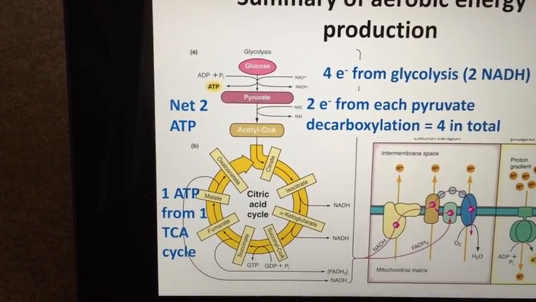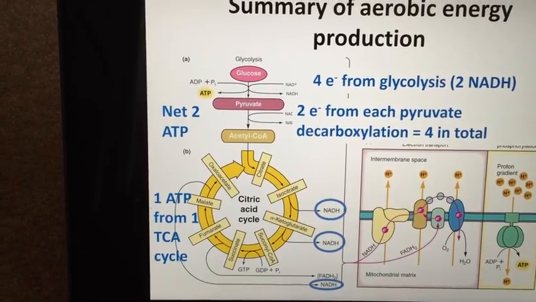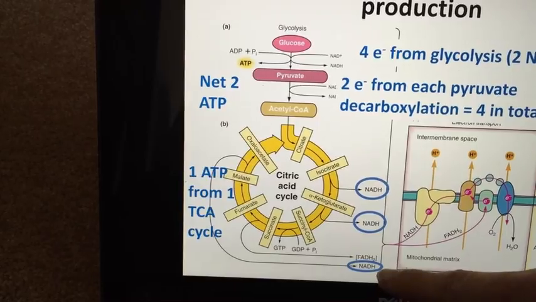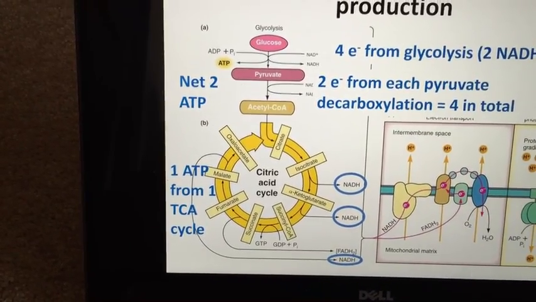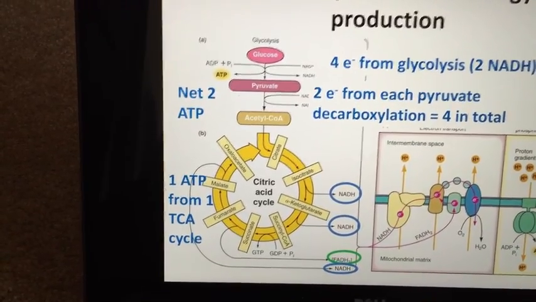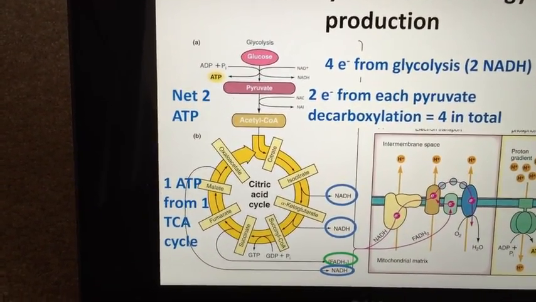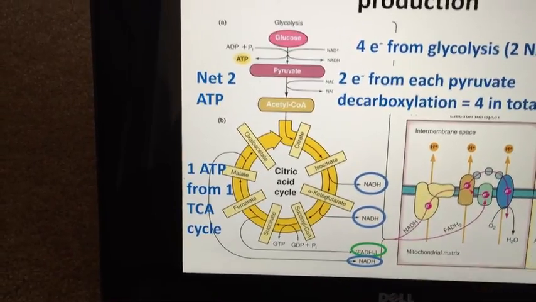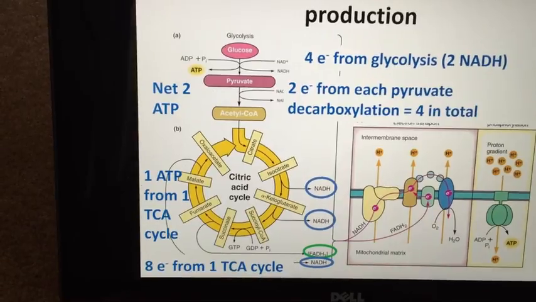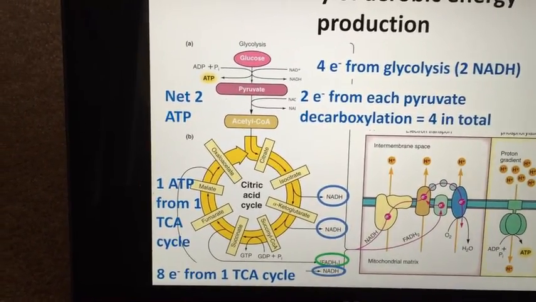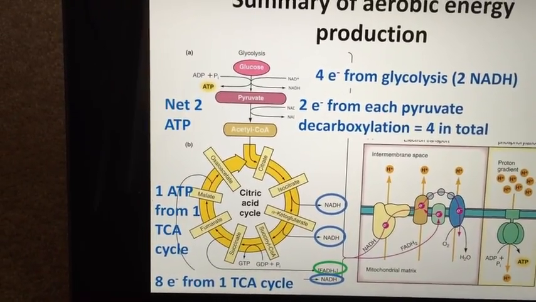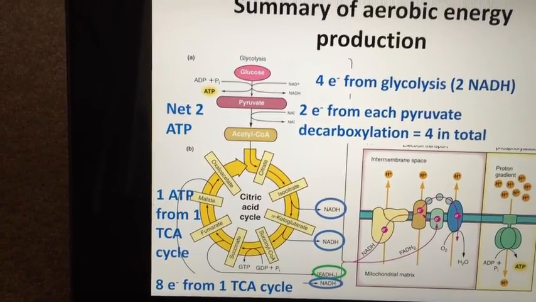Okay, then there are a whole lot of free electrons that are produced as well. There are 1, 2, 3 NADHs that are produced in the citric acid cycle, and there's also 1 FADH2. Each of these transfers 2 electrons, so that will be 2, 4, 6, 8 electrons from 1 citric acid cycle. Of course, there are 2 citric acid cycles per glucose. That means there are 16 electrons from the glucose molecule.